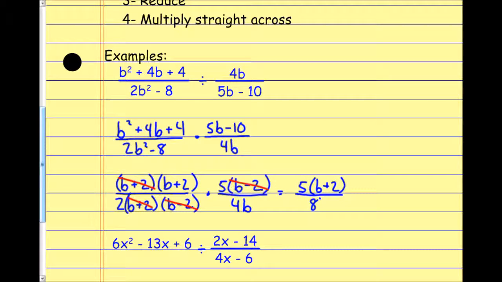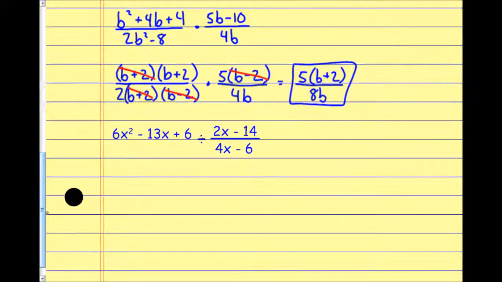And that's it. So I change division to multiplying by the reciprocal. And then I do the same basic steps. I factor, I reduce, I multiply straight across. For this one, that first fraction, again, this guy is going to stay the same. And we can think of this as being over 1.